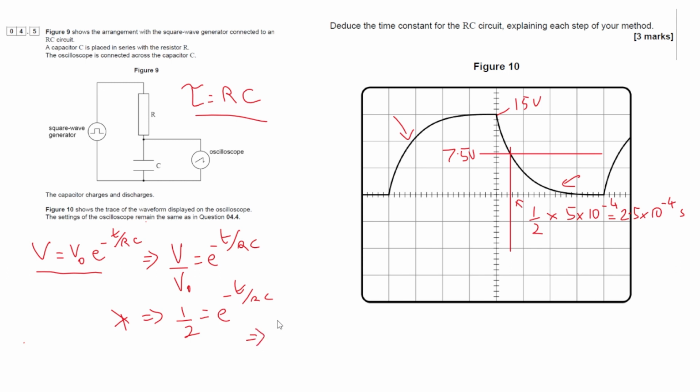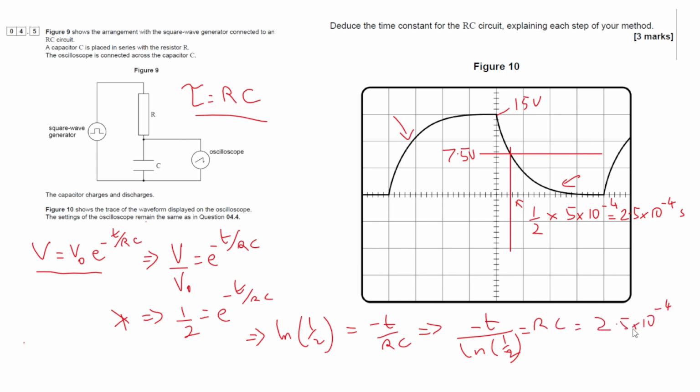Therefore, let's take logs of both sides. So log of half is equal to minus t over RC. Rearranging that, we then get that minus t over log of half equals RC. We know that t is equal to 2.5 times 10 to the minus 4. Of course, I need a minus in there really, over log of half.